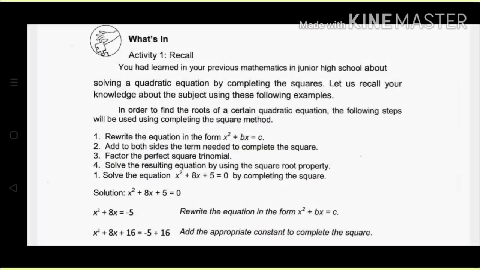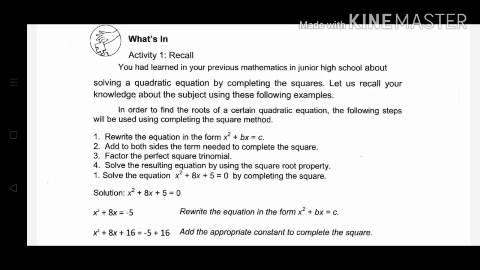Completing the squares is very important in understanding conic sections, so let us recall this one first before we proceed. Here are the steps in completing the square method. Number 1. Rewrite the equation in the form x squared plus bx equals c. Number 2. Add to both sides the term needed to complete the square. Number 3. Factor the perfect square trinomial. And number 4. Solve the resulting equation by using the square root property.